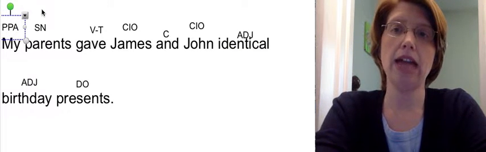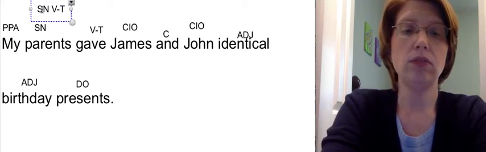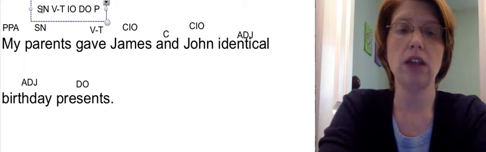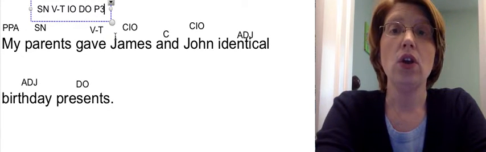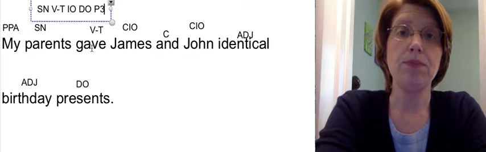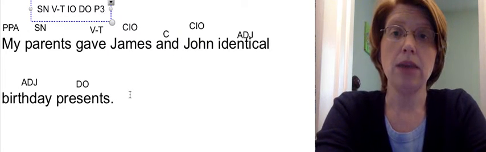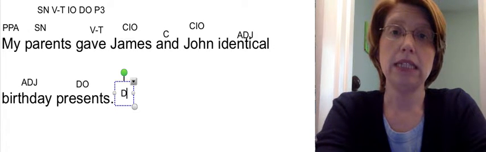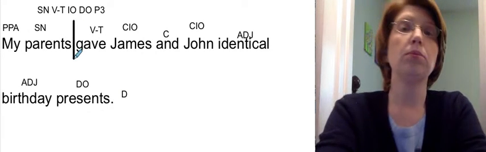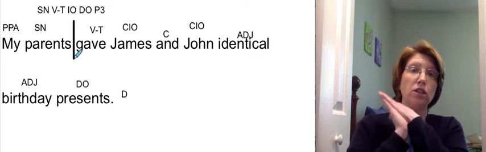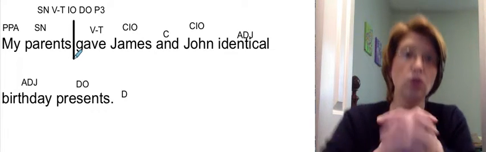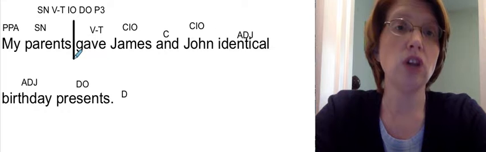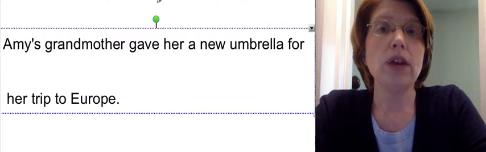Possessive pronoun, adjective. Subject, noun, verb transitive, indirect object, direct object. Pattern 3, check. Verb transitive, check again. No prepositional phrases. Period, statement, declarative sentence. Go back to the verb. Separate the complete subject from the complete predicate. Is there an adverb exception? No. Is the sentence in natural or inverted order? Natural, no change. Amy's grandmother gave her a new umbrella for her trip to Europe.